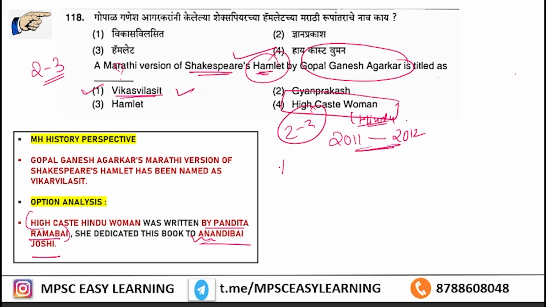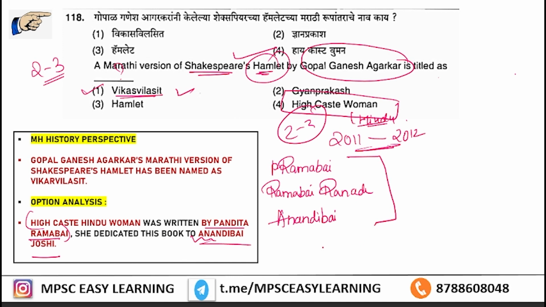And here, if you see, Pandita Ramabai, Ranade, Anandibai, all of these, Avantika Bai, Mukta Bai, these are very famous names. So wherever you get this Bai, MPSC focuses on it, and the underlying reason is that it creates a lot of confusion, they all seem the same. That is the reason they always ask questions on this.